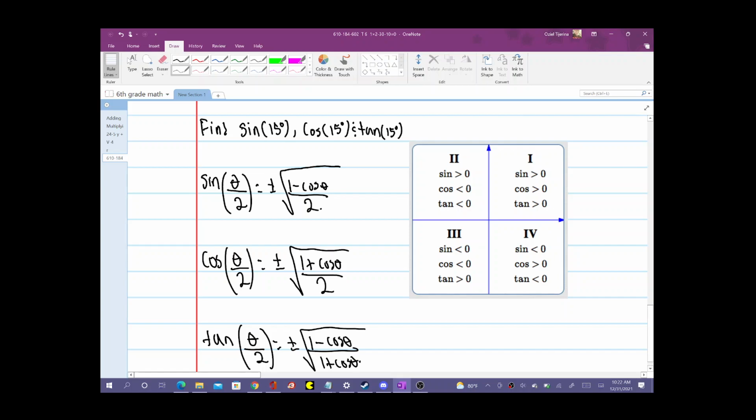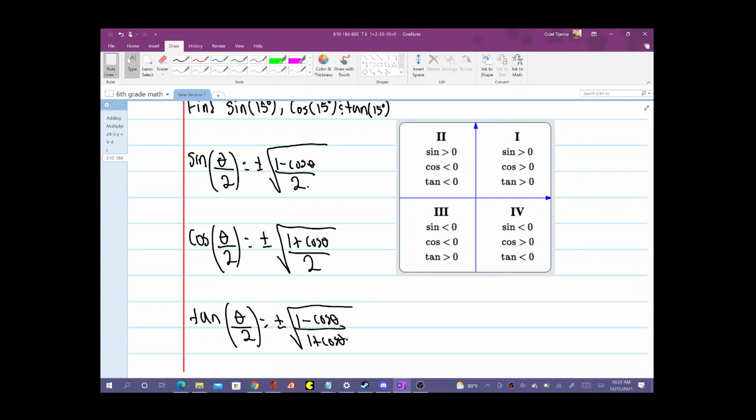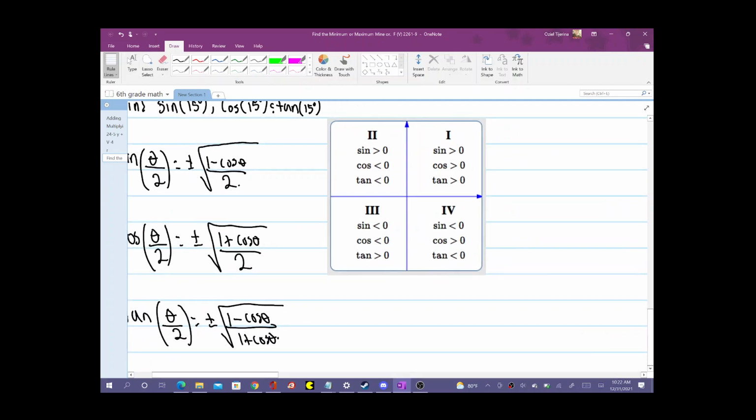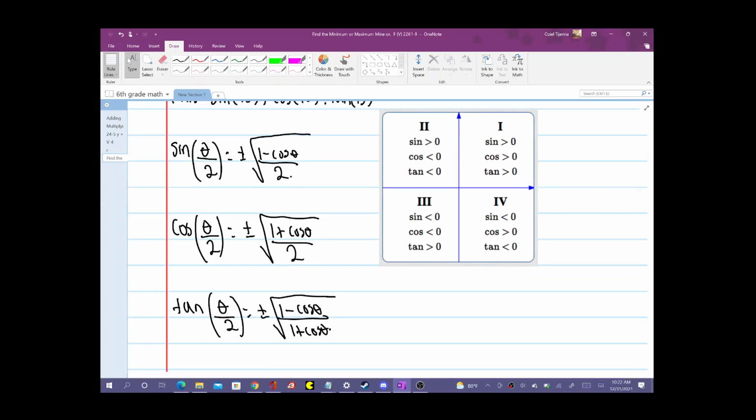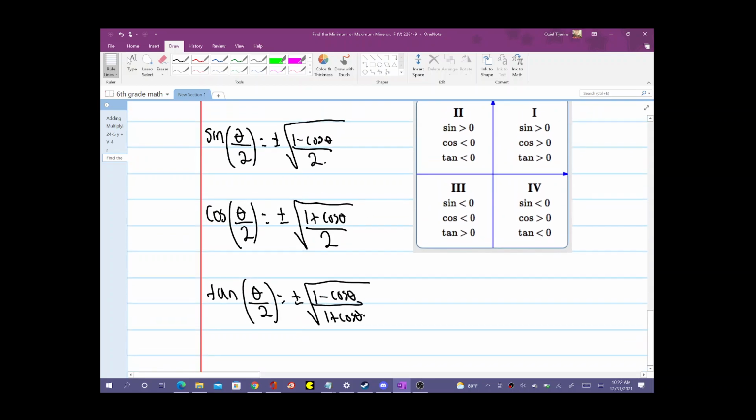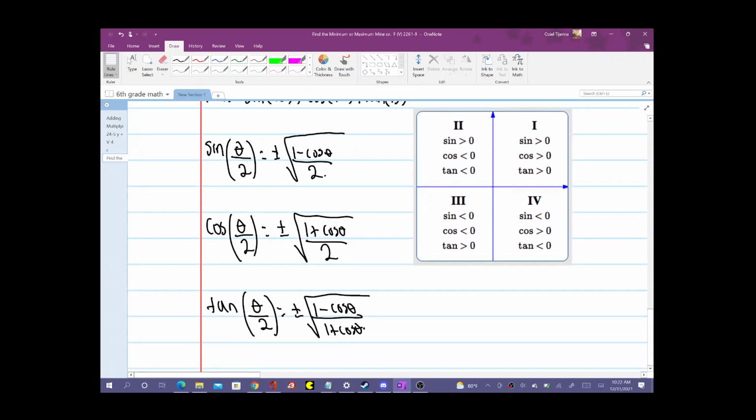Okay, so I drew this quadrant because we have to know exactly where 15 degrees would be, right? We want to know where sine, cosine, and tan of theta over 2 would be. They're all positive, so that means we're going to have positive square roots.